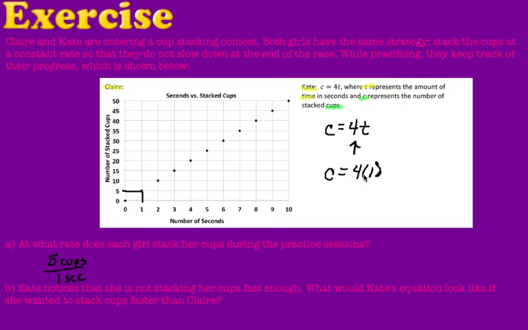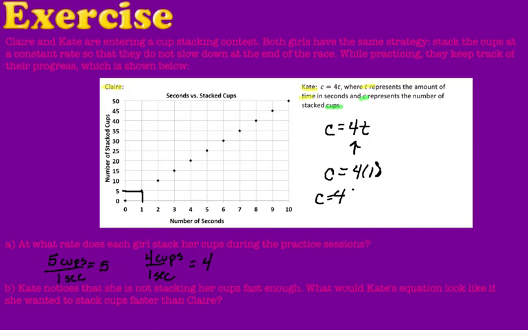So in 1 second, how many cups can she stack? Well, I do 4 times 1 is 4. So C is equal to 4. So in 1 second, according to her equation, because I plugged in 1 for seconds, Kate can stack 4 cups. So her unit rate is 4 cups per second, which is exactly what this number is here. So here the unit rate is 5, and here it is 4. Notice it matches the number right here, but you can always double check by plugging 1 in for your number and seeing what you get.